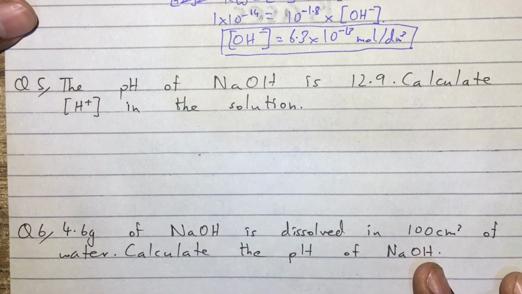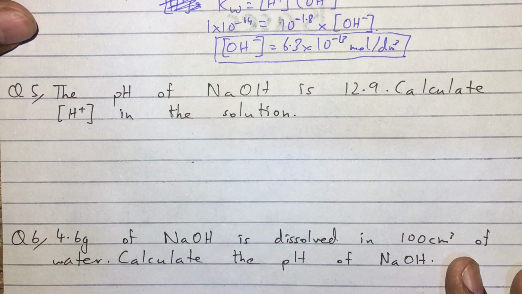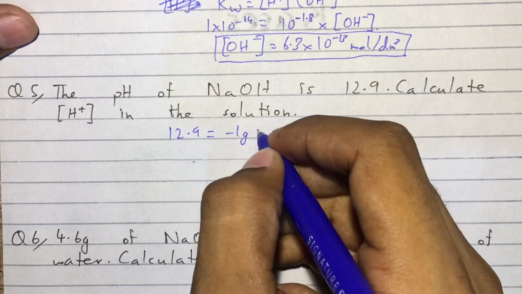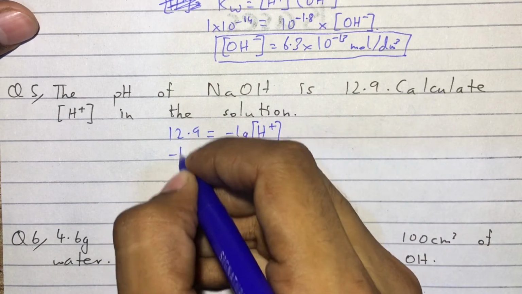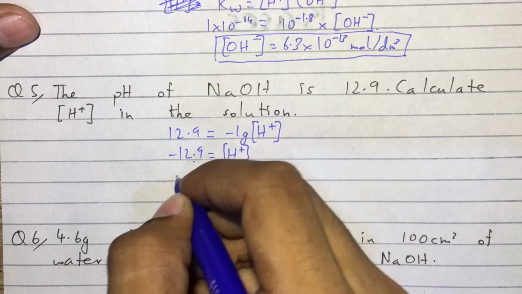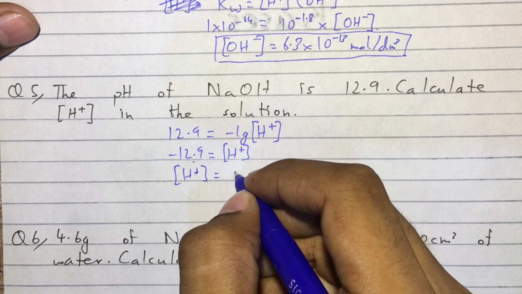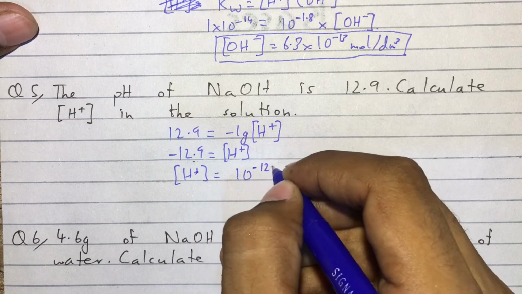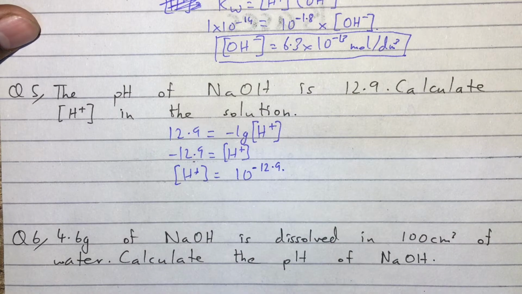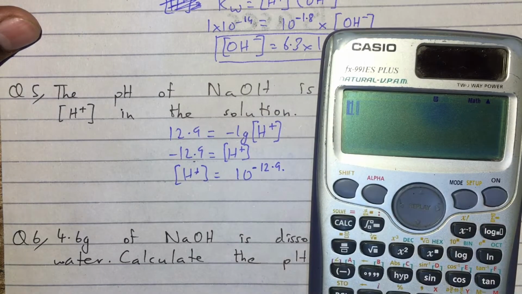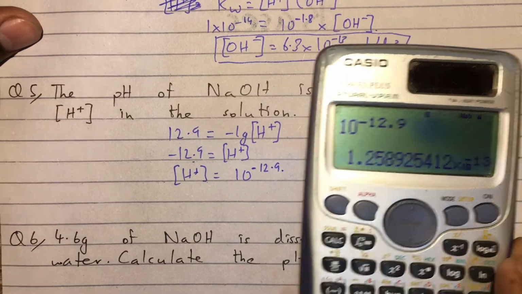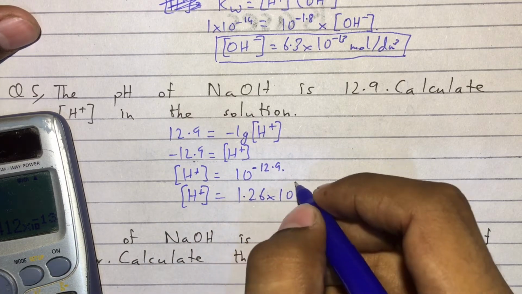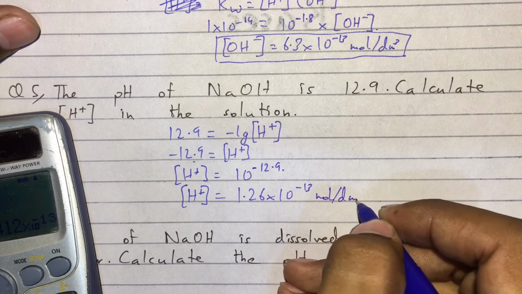Then the pH of NaOH is 12.9. Calculate the concentration of H plus ions in the solution. This is pretty simple. 12.9 is equal to negative log H plus. So negative 12.9 equals log of H plus concentration. So H plus concentration is equal to 10 power negative 12.9. So basically 10 power negative 12.9 is equal to 1.26 times 10 power negative 13 mole per dm cube.